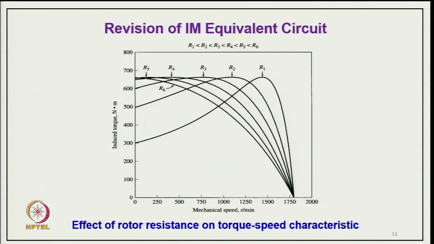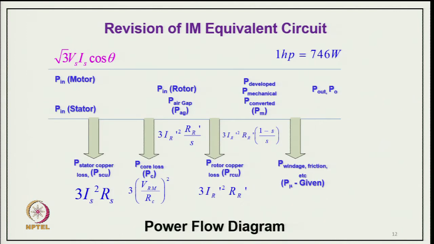This is the original rotor resistance, but if you start putting additional rotor resistance into the circuit, the peak torque gets shifted, but the value of the peak torque will not change. You can keep such a high rotor resistance that the peak torque can be brought to the starting condition also.